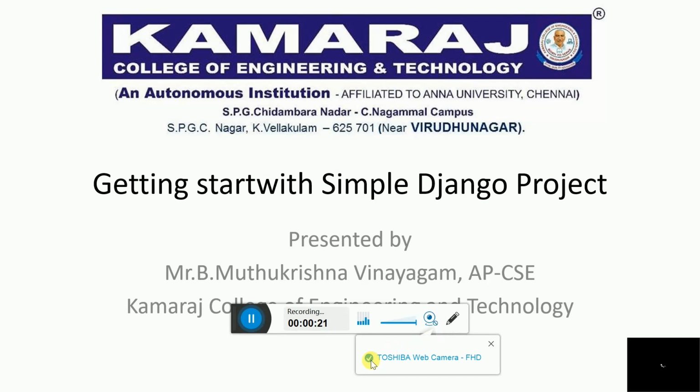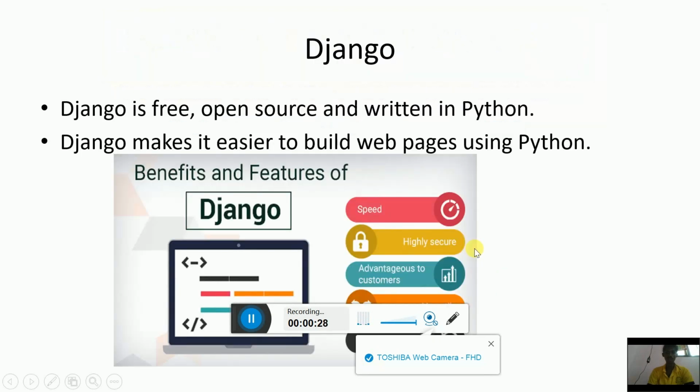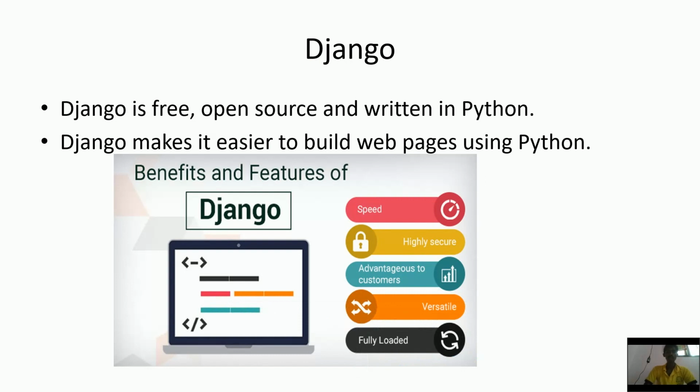Let's move to the first and foremost question: why should we go for Django? Django is free and open source and written in Python. Django makes it easier to build web pages using Python. These are several benefits we can look at: speed, high accuracy, security, advantages to customers, and it is versatile and fully loaded.